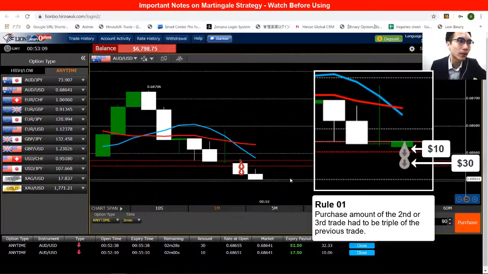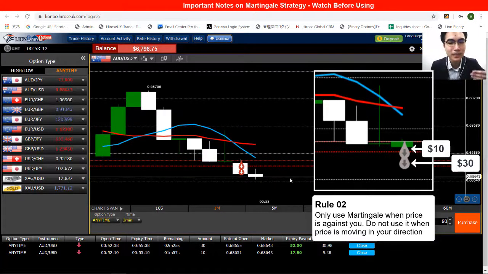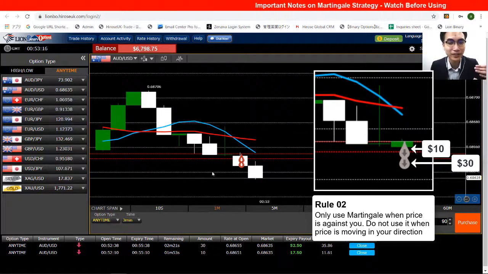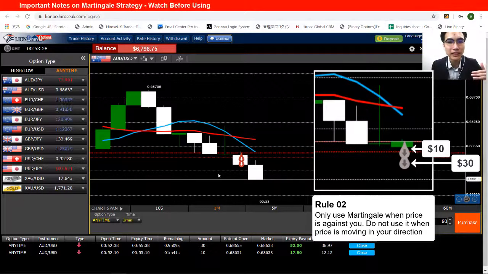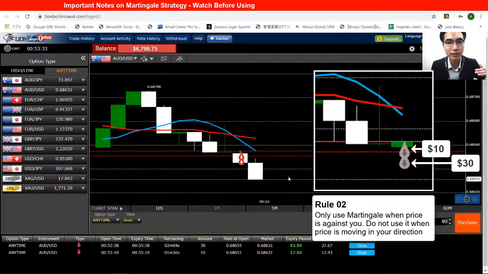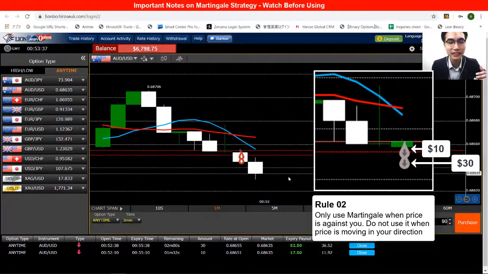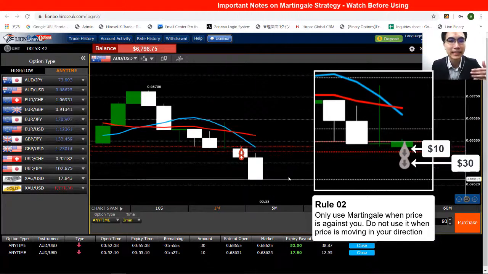Another reminder for the Martingale strategy is that it is not something that you use to chase profits. It's something that you use to secure your profit and to minimize losses. You don't actually place multiple trades if the price movement is going into your direction. You only use the Martingale strategy when the price movement is against you.